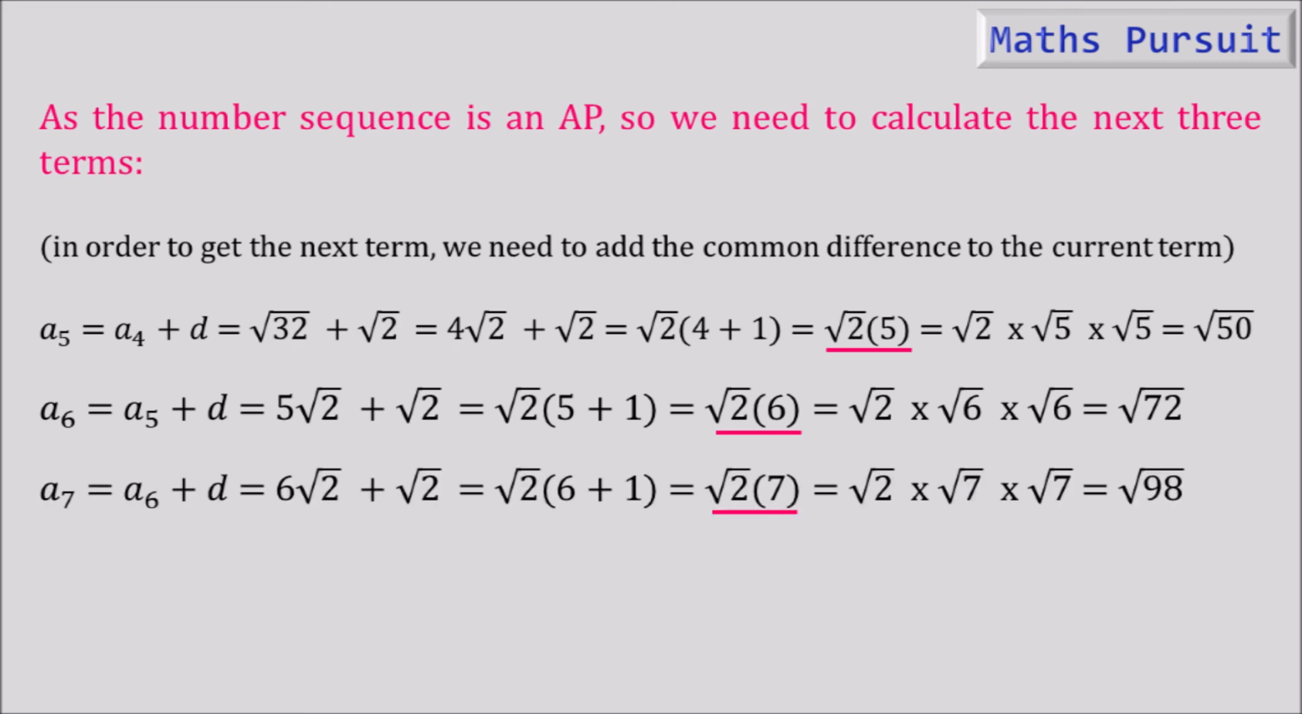Now A7 is equal to A6 plus D, that is equal to 6 root 2 plus root 2. For A6 we got the value as 6 root 2, and we know that D is root 2. So we are considering these two values, 6 root 2 plus root 2, that is equal to 7 root 2. And to match the answer with the question, we are breaking 7 as root 7 into root 7. So we are simply writing root 2 into root 7 times root 7, which is equal to root 98. Therefore, the next three terms are root 50, root 72 and root 98.